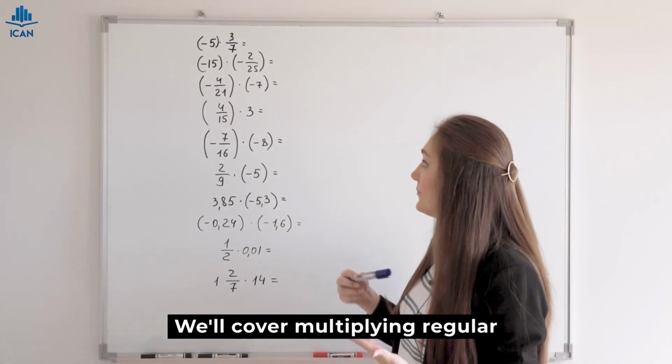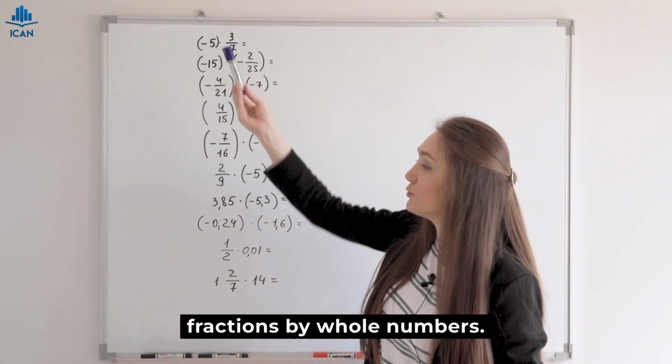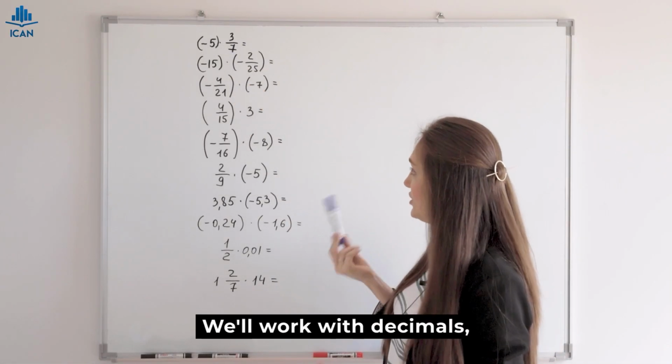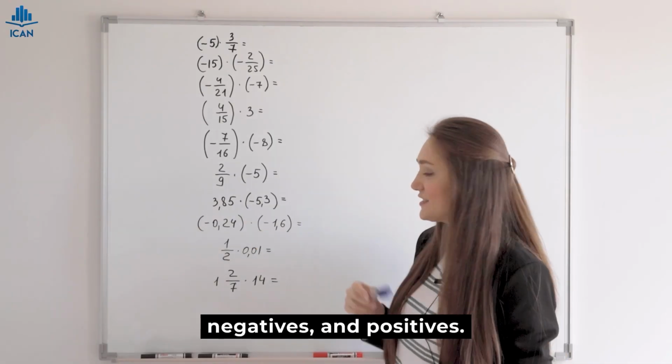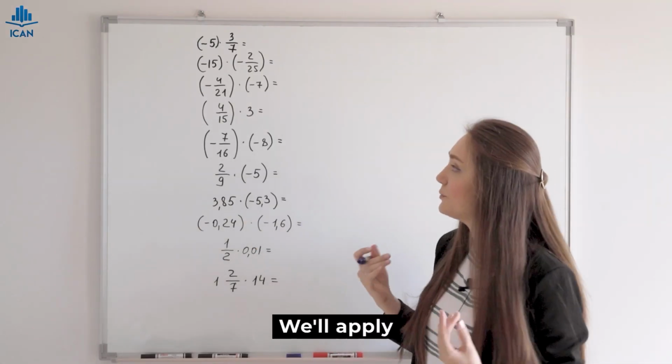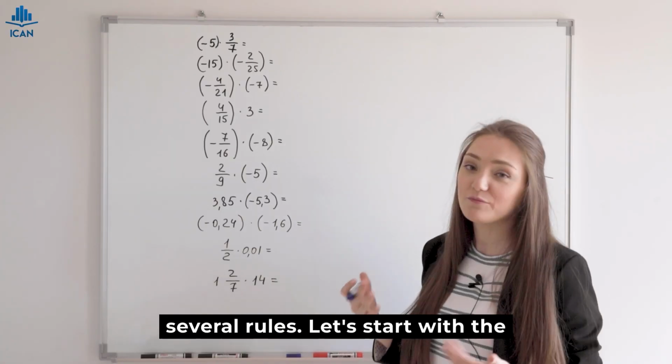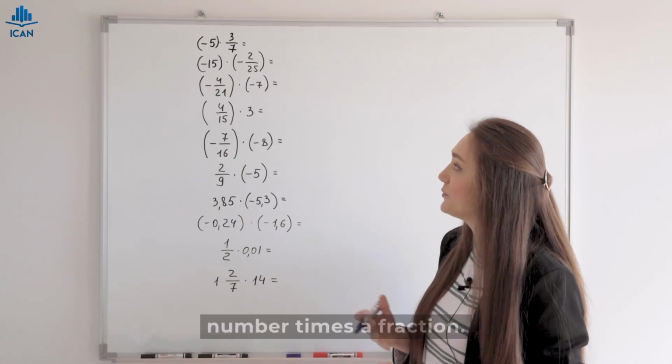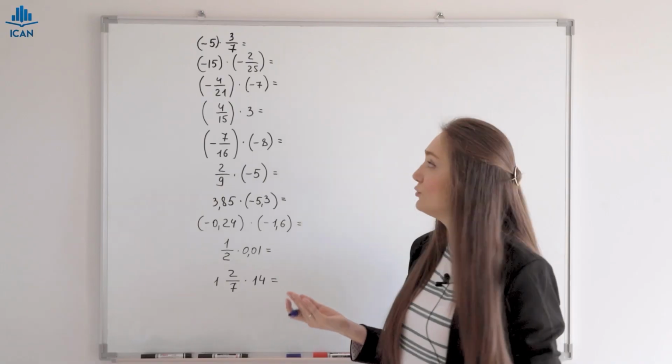We'll cover multiplying regular fractions by whole numbers. We'll work with decimals, negatives, and positives. We'll apply several rules. Let's start with the simplest example, a whole number times a fraction.